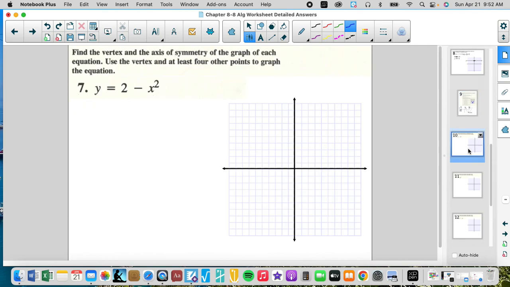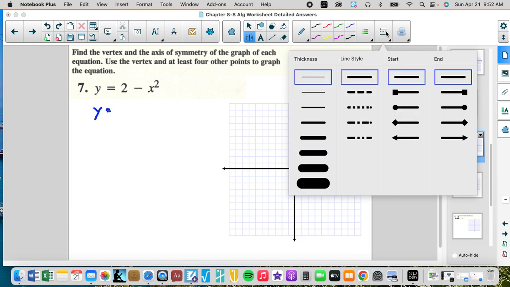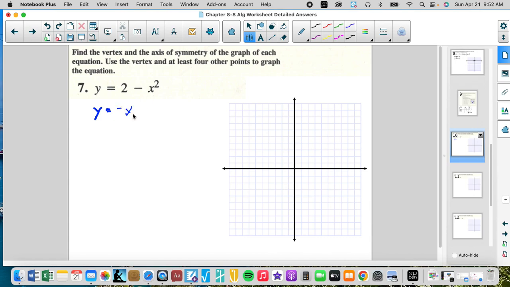So first thing we always need to do is put it in standard form. So that's negative x squared, technically plus 0x plus 2, and my a value is going to be negative 1. That means my parabola is going to go upside down. What a way to start. And my b value is 0, and my c value is 2.